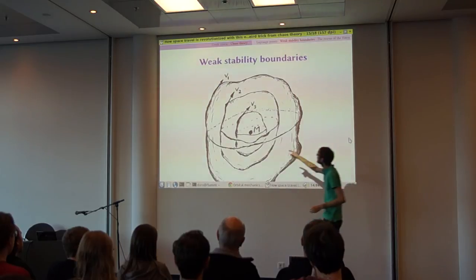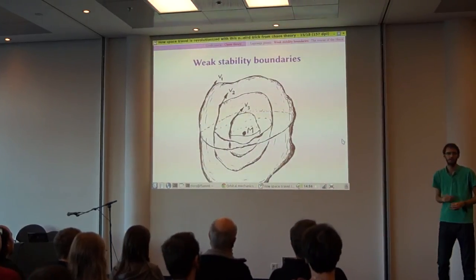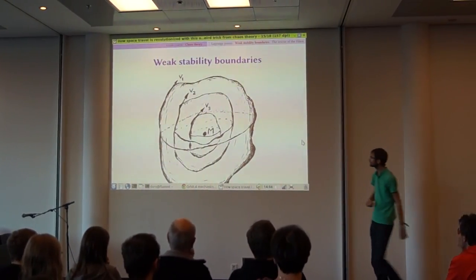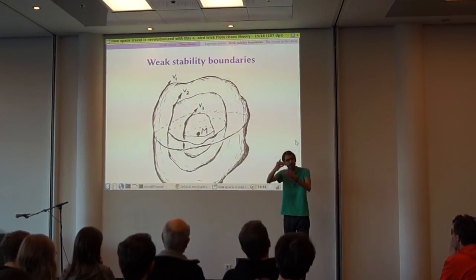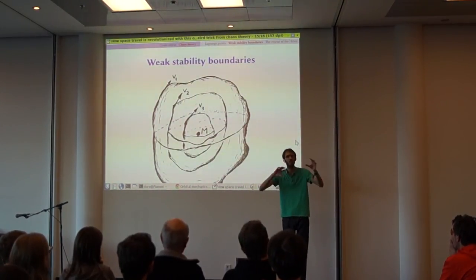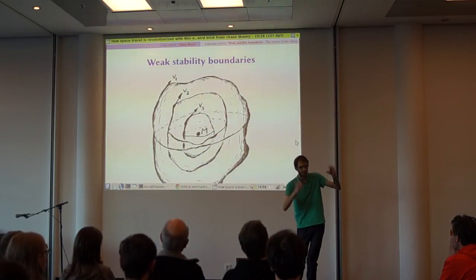So how do you use these kind of weak stability boundaries? For instance, you want to reach the moon, yeah? And you want to do it without breaking at the moon. You want to do it ballistically. You want the moon to capture you, yeah?